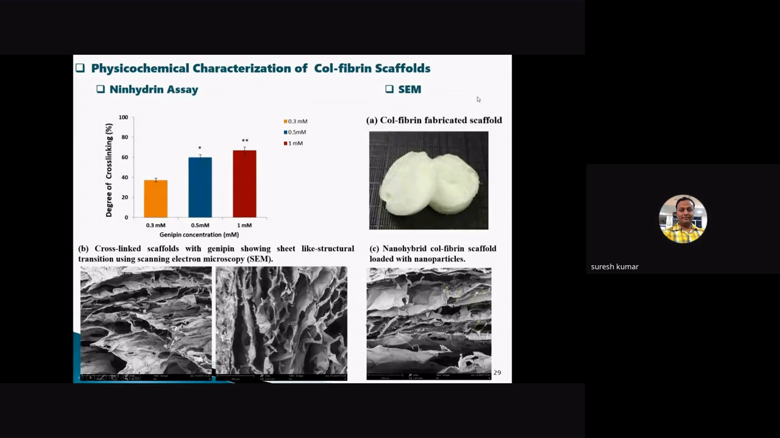This is how the overall collagen fibrin scaffold looks. It is like a spongy, cotton-like substance, with different sizes and shapes, and whatever the purpose, we can convert it according to our experimental analysis. The overall scaffolds have been examined by both transmission electron microscopy and scanning electron microscopy to show the particle size analysis.